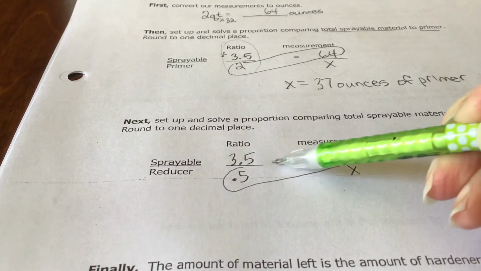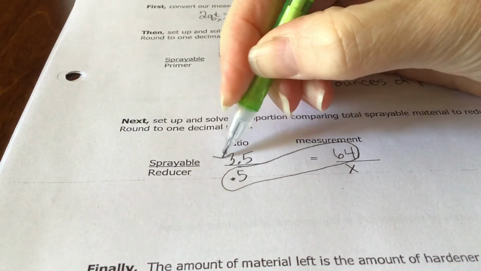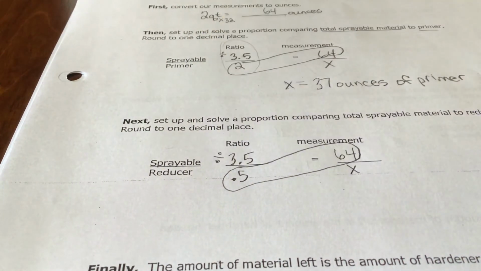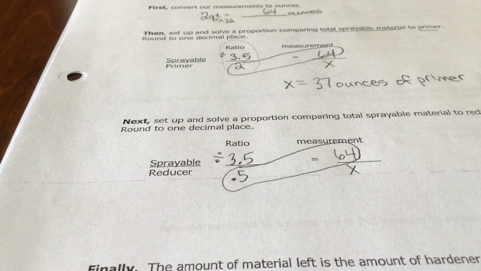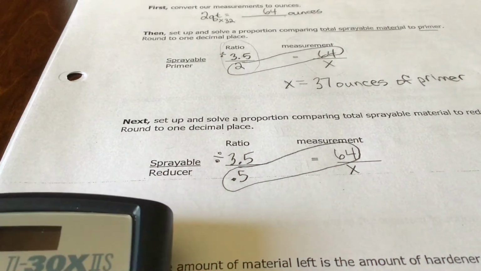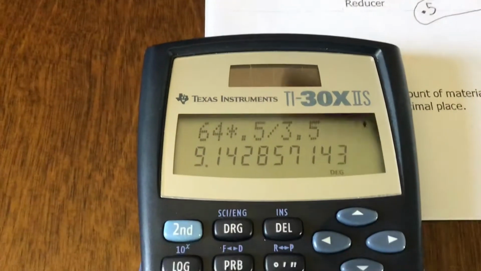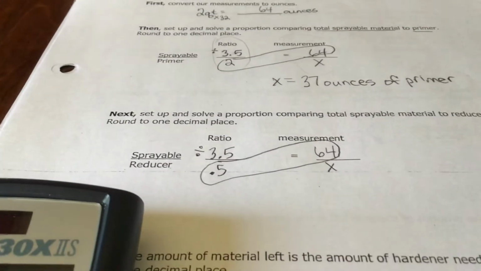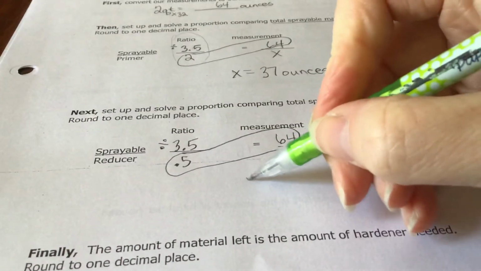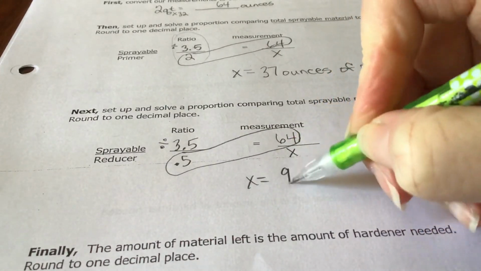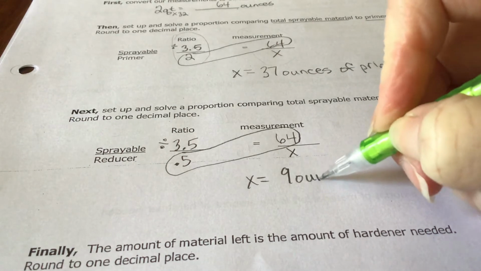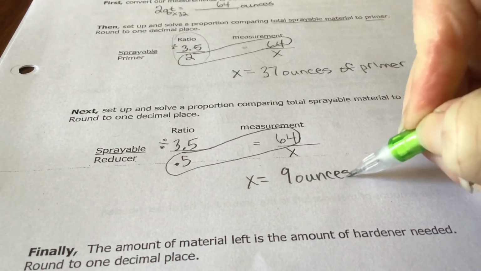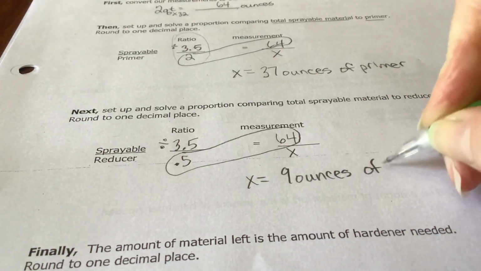You cross multiply and then you divide by 3.5. So I'm going to take 64 times 0.5 divided by 3.5. And I'm wanting you to round those to the nearest whole number. So we're going to say that we need 9 ounces of reducer.